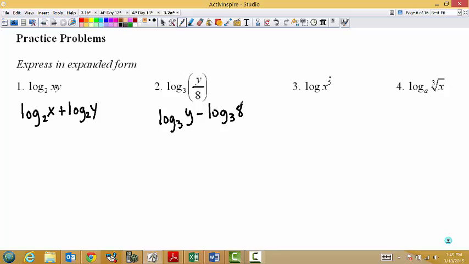And then the number goes in the front, so it would be 5 log x. And then this one's a little tricky. We would rewrite that as x to the 1/3, and then the exponent moves to the front.